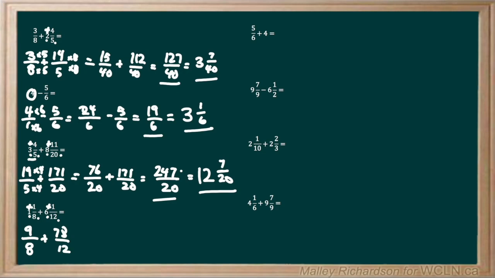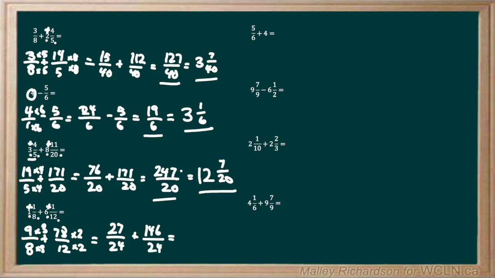Now we have to get these denominators of 8 and 12 to be the same. So we have to find the lowest common multiple. Well, the lowest common multiple of 8 and 12 is 24. So we multiply 9/8 by 3 to get a denominator of 24, and then we multiply 73 over 12 by 2 to get a denominator of 24. So now we have 9 times 3, which is 27, over 8 times 3, which is 24, plus 73 times 2, which is 146, all over 12 times 2, which is 24.